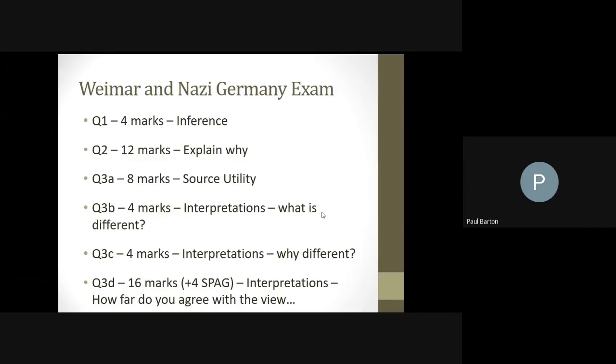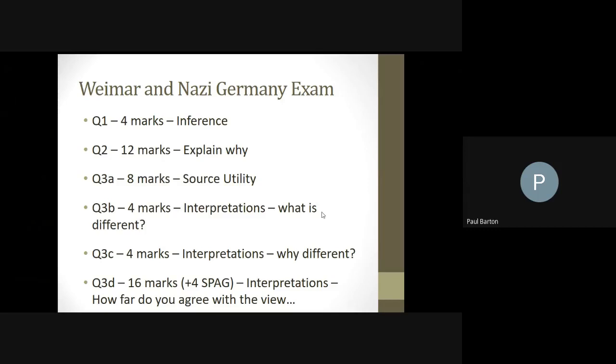Hi, this is just a quick video explaining how to answer question 3C on the Weimar and Nazi Germany history exam paper. As you can see here in the overall overview slide, just like for question 3B, question 3C is an interpretations question. Again, it's worth 4 marks. We ask you to do slightly different things. So again, just like in question 3B, make sure you're remembering to look at the interpretations and not the sources, at least for the main focus of this question.